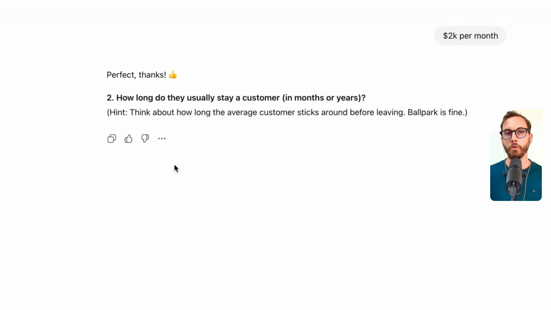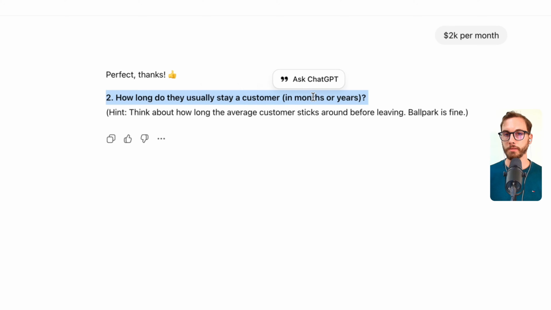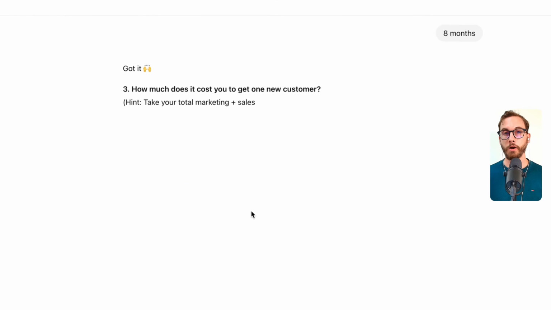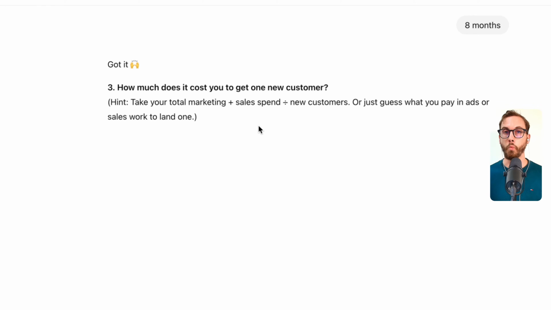So 2, how long do they usually stay a customer, in months or years? Now, if you don't know this, but you know your churn percentage each month, you can put your churn percentage. You can say, I've got a 5% churn every month, and it will still calculate it for you. Or if you know that the average client stays on for 8 months, then I could just say something like that.